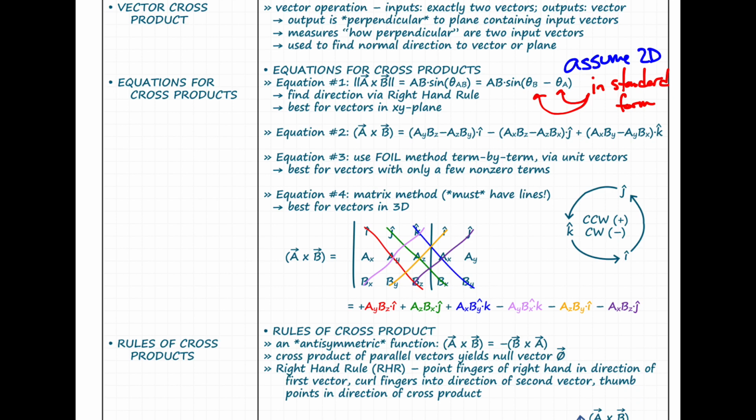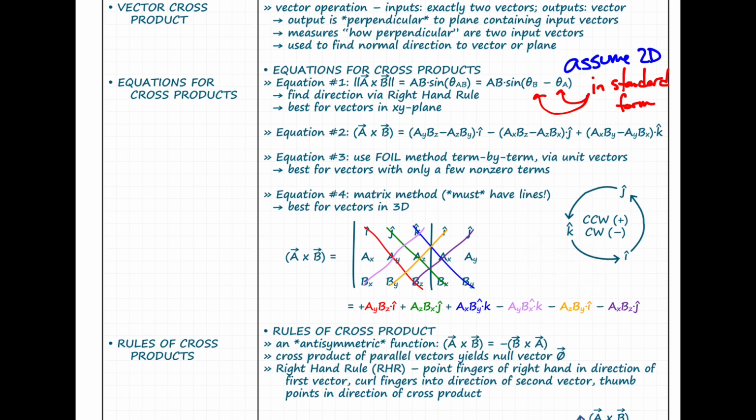We said that the vector cross product is largest when the vectors are perpendicular to one another, and it's 0 when they are parallel to one another. So i hat crossed with j hat would give us k hat. Because i hat and j hat are in the xy plane, the output vector would be perpendicular to the xy plane, and so perpendicular to the xy plane would be the z direction.